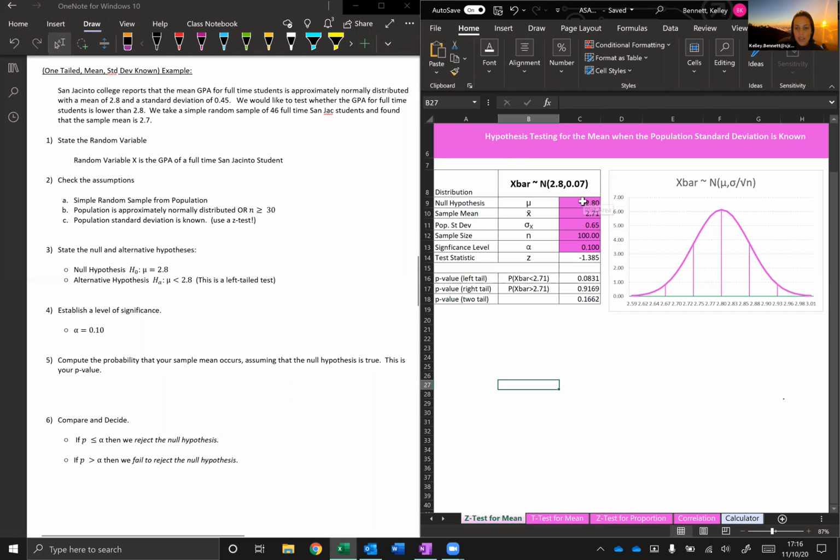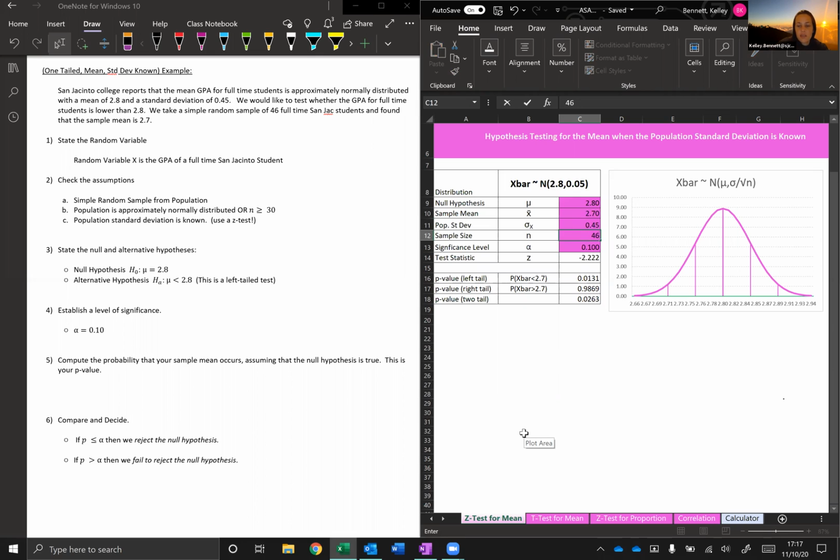Alrighty, so mu is still 2.8. And X bar, what did we get for X bar? We got 2.7, so let's switch that up. Our population standard deviation is 0.45. Our sample size is 46. Alpha is still 10%. So I'm going to grab this, throw it into our notes, and we will pick it apart.